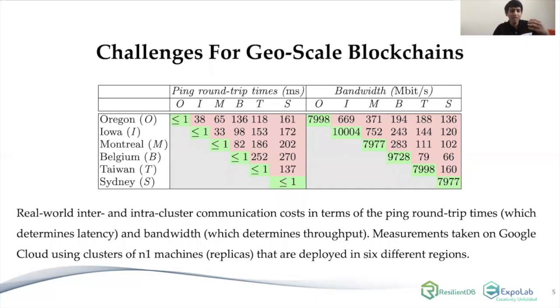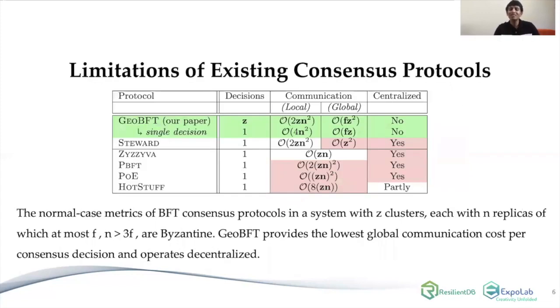Clearly, if all the replicas are placed in the same location, then the bandwidth available is very high and ping costs are very low. But if 2 replicas are placed in different locations, like say Belgium and Taiwan, then the ping cost will be very high and the available bandwidth is very low. So what we wanted to realize is how existing consensus protocols are doing in such scenarios.